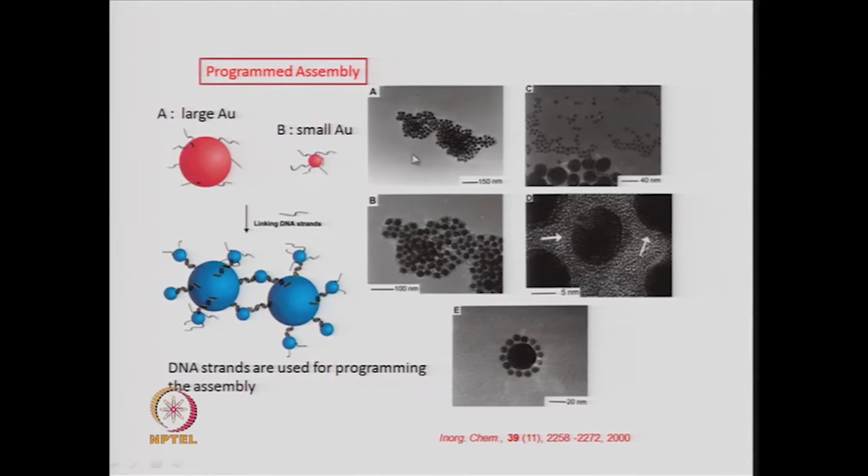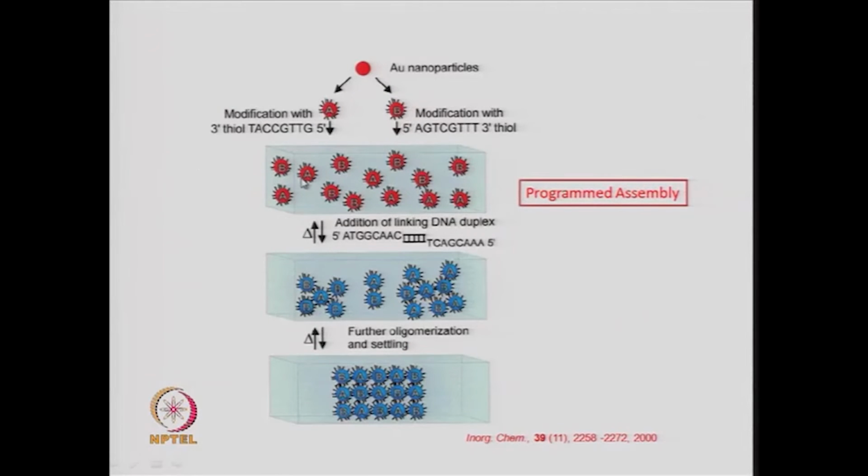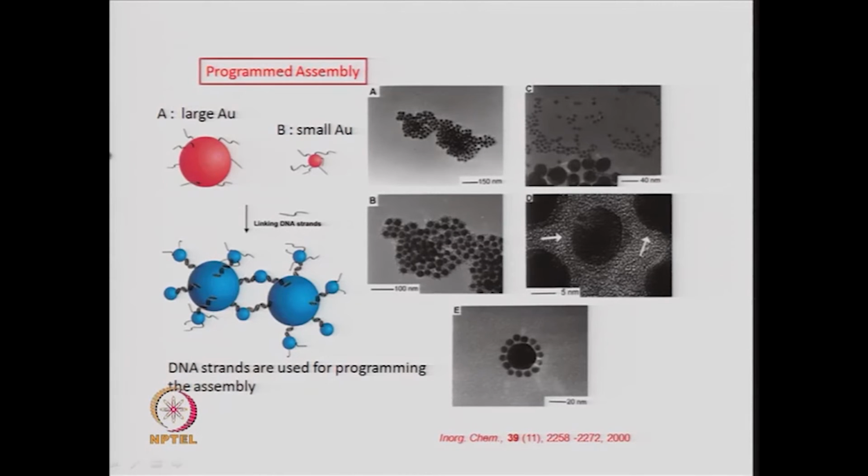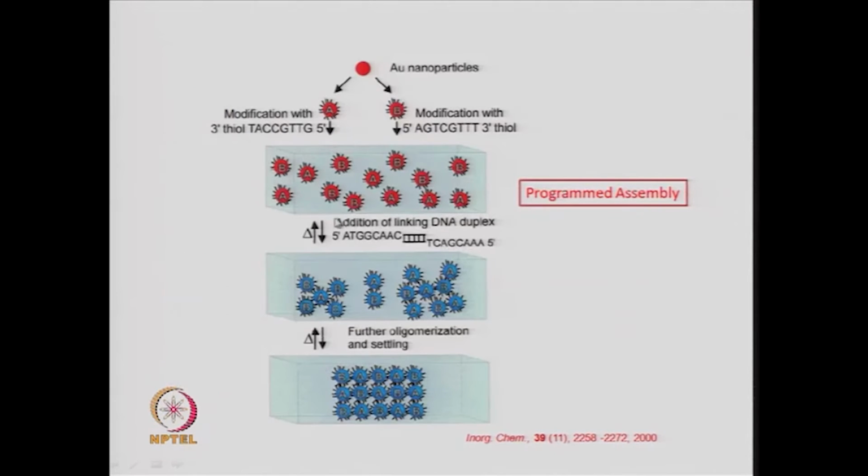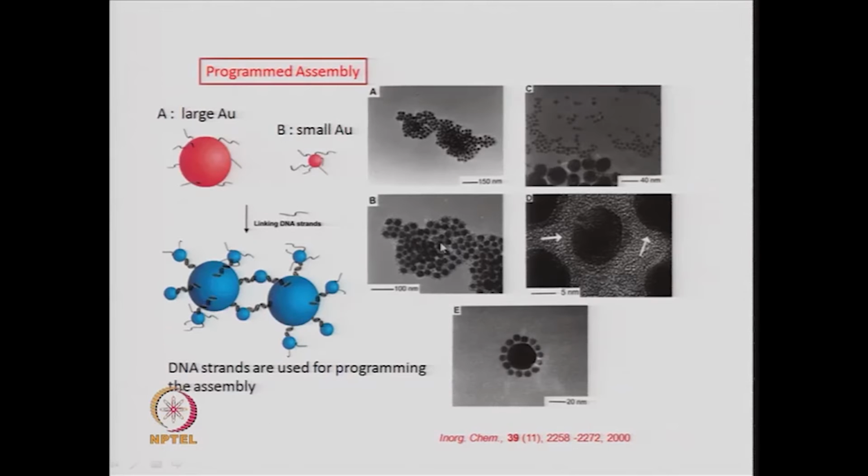Now, the same thing that we were discussing of the programmed assembly, this is what happens. Assume that A is a large gold particle and B is a small gold particle. The large gold particle with its functionalization and the small gold particle with its functionalization are brought together, and then you have the linking DNA strand. The linking DNA strand is basically this one.